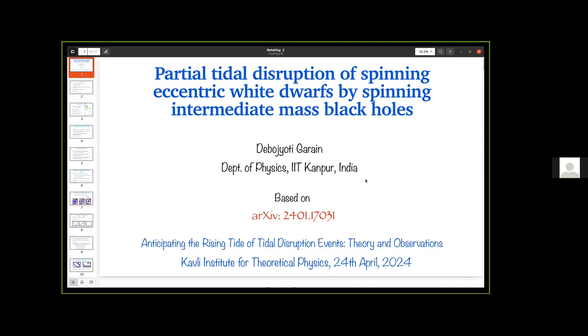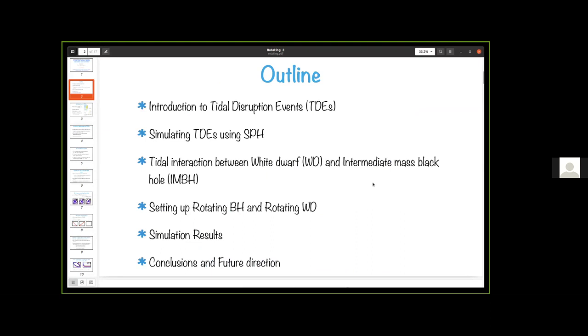So today I will talk about partial tidal disruption of spinning eccentric white dwarfs by spinning intermediate mass black holes. So this is the brief outline of my talk.